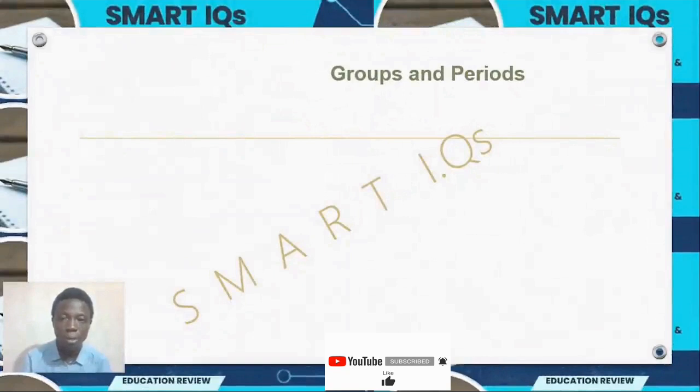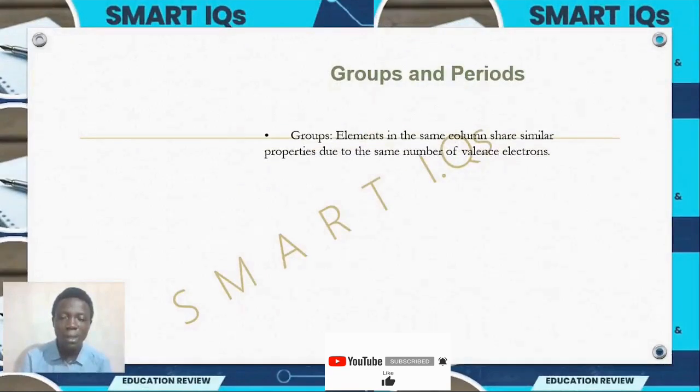Then groups and periods. To further buttress groups and periods. Groups, elements in the same column will share definitely similar properties, and this is due to their number of valence electrons. Okay, elements in group 1, for example, they are metals. Okay, they are alkali metals, and they are very reactive. Okay, they are electropositive. Now, they share these properties because they all have 1 electron in their outermost shell.